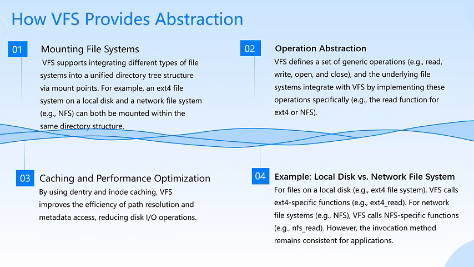And then how VFS works. First, mounting file systems. VFS mounts different file systems into a unified directory structure. And then operation abstraction defines common operations such as read and write, implemented by specific file systems. And then caching. It speeds up file access by caching paths and metadata. And then there is an example between local disk and network file systems.